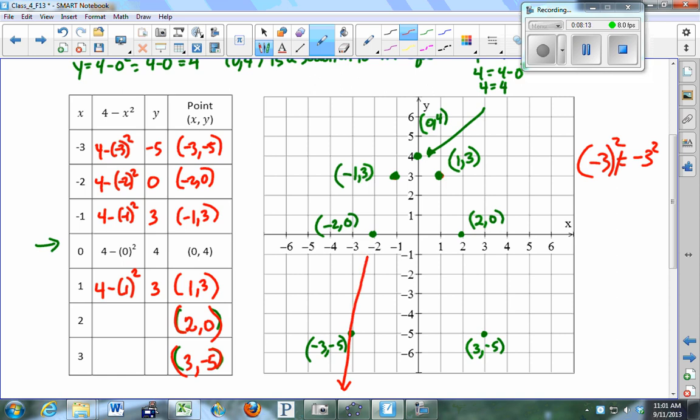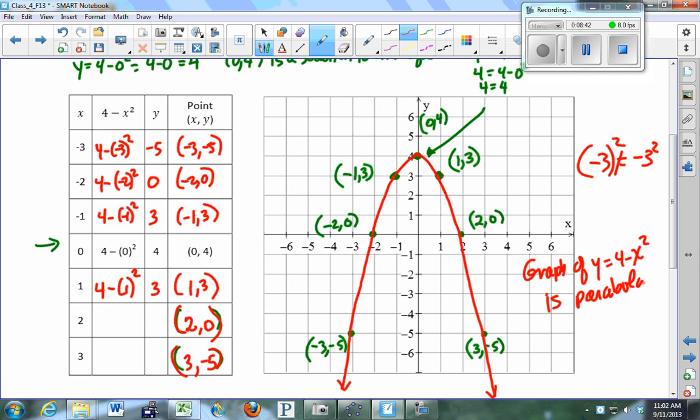There's no boundary on what x's I can put into here, and I come up and I'm going to take a turn at 0, 4, and then I'm going to head back down. Okay. So the graph of this equation, the graph of y equals 4 minus x squared has what type of shape? A parabola. And the graph itself represents the entire solution set for that equation.